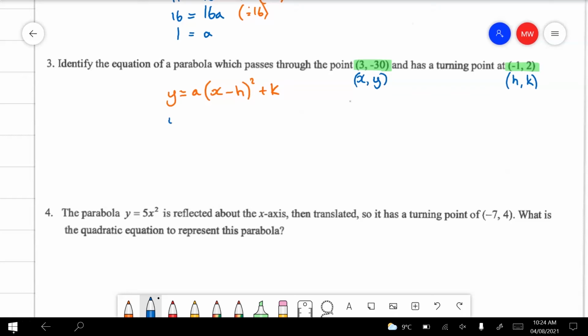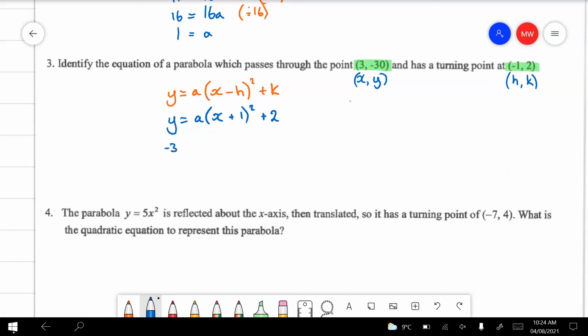So we'll start by subbing in our h and k values. Now h is -1, so it will go in as a +1 into the brackets. k is +2, so it will remain a +2 outside of the brackets. Now we don't know what x, y, or a is, so we will take our random point, (3, -30), on the line, and we'll substitute in to solve for a.